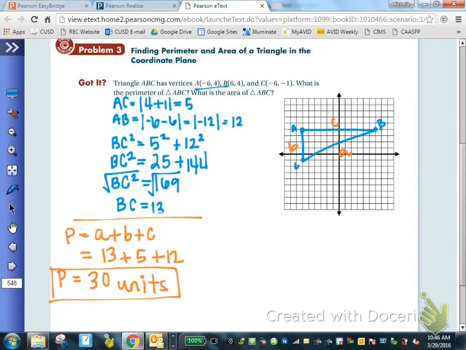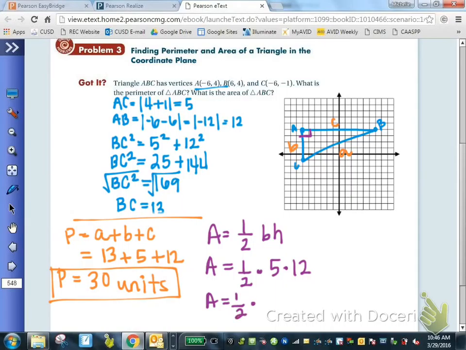Okay. Area is, what's the formula? 1/2 base times height. So area is going to be 1/2. What was my base? 5. What's my height? 12. So remember, the height is where the right angle is. I would probably do 5 times 12 first. So this is 1/2 times, what's 5 times 12? And what's 1/2 of 60? 30 units squared.